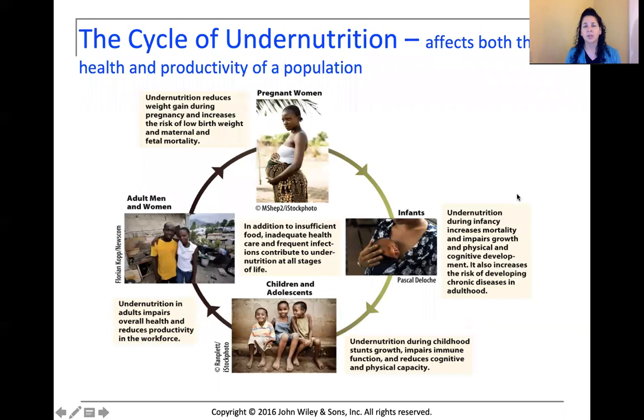All right, so the cycle of undernutrition affects both the health and productivity of a population, right? So think about it. If people in a population are unhealthy, or they're too weak to work, then you are lacking productive workers to provide the economy that your country needs. And so it's this vicious cycle that we see here. You can read about this and understand what a challenge it is to provide an economy when most of your citizens are starving.